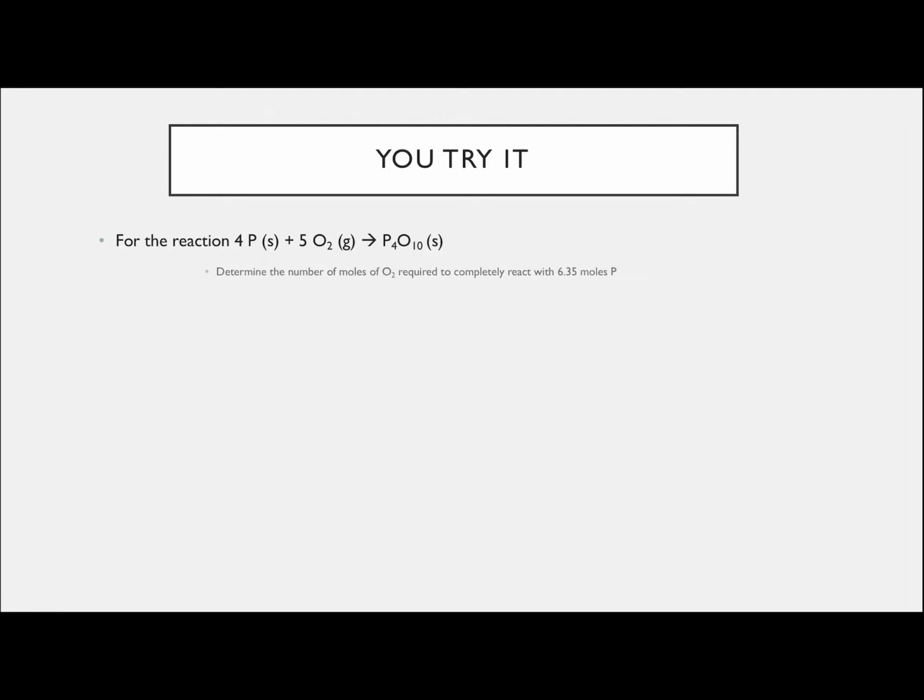So here's our reaction. Here's our problem. Determine the number of moles of oxygen required to completely react with 6.35 moles of phosphorus. Take a minute. First, identify the given and the wanted. All right, pause the video and come back in a second. All right, so hopefully you guys have identified the given and the wanted.